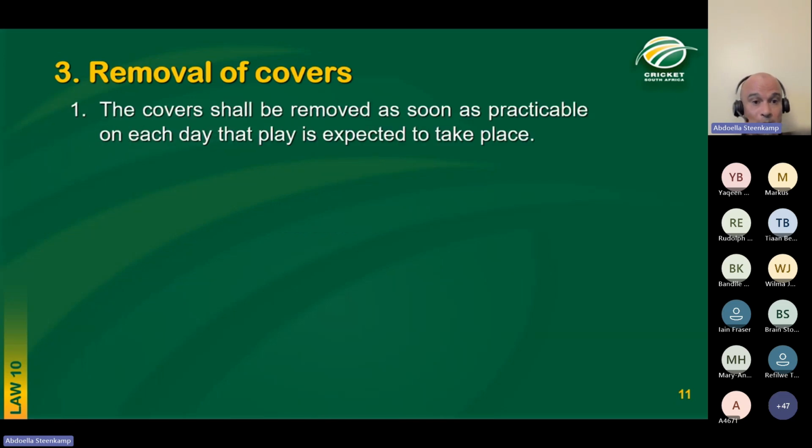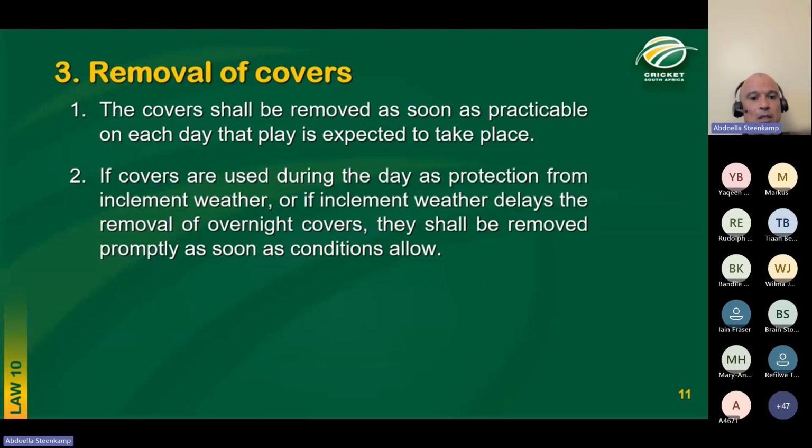When it comes to the removal of covers, the law guides us by telling us you need to remove the covers as soon as it is practicable. They don't give a specific time. So when it is overnight, please the next day remove it as soon as possible. And if there is inclement weather around, as soon as conditions permit, please remove the covers.